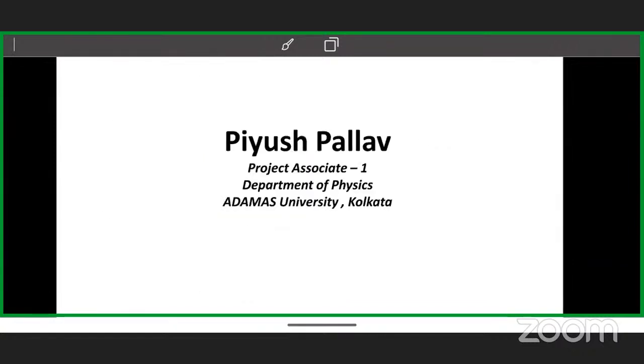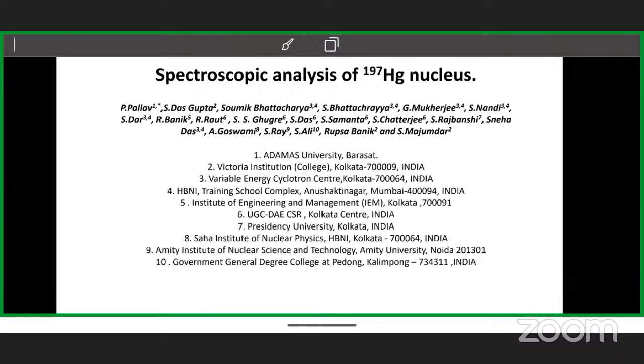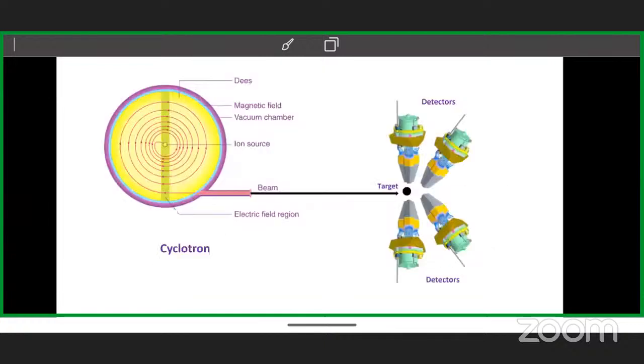So, good evening, ladies and gentlemen. I am Piyush Pallab, Project Associate 1, Department of Physics, Adamas University. Today I will be talking about spectroscopic analysis of 197 Mercury nucleus. Why did I quote Rutherford's work in the beginning? We do the same thing, but in a more advanced manner.